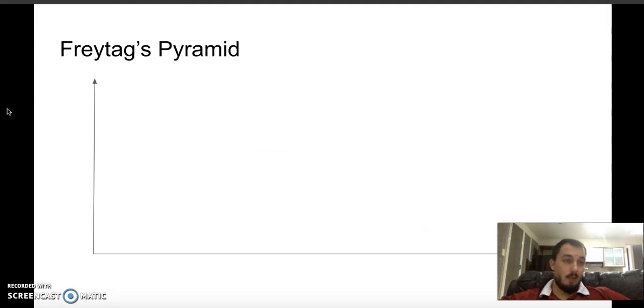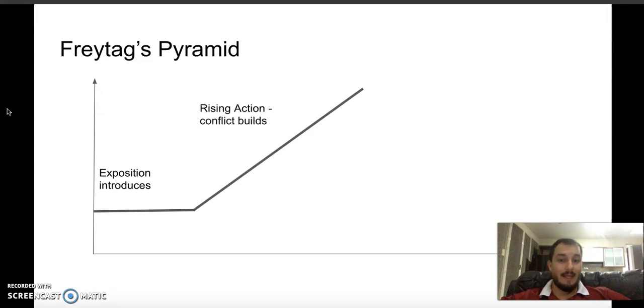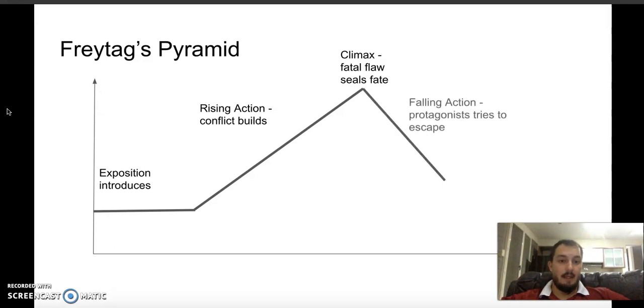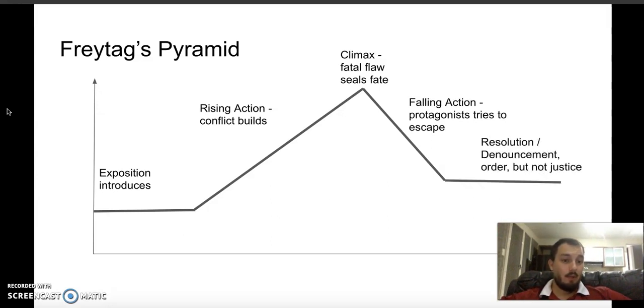Now Freytag's pyramid, which I'm sure you have studied before when looking at how to develop a plot. First of all, we have the exposition, which, as I said, introduces. Then you have the rising action, which builds conflict, and that leads to the climax, where the fatal flaw of the protagonist seals their fate. Then you have the falling action, where the protagonist battles against other characters and tries to escape their fate, but ultimately this leads to the resolution and denouement, a returning to the natural order, but not necessarily justice.